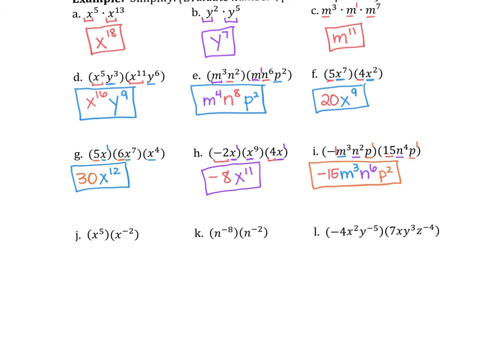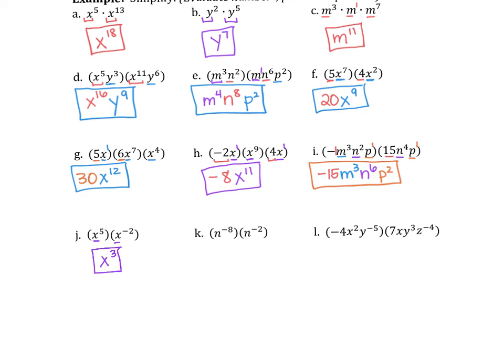Okay, 3 more. I'm starting to add some negative exponents. Okay, for j, x to the 5th times x to the negative 2nd. They both have the same base, so if I do 5 plus negative 2, I get 3. And this is a good answer, has positive exponents, doesn't have any numbers except the exponent.